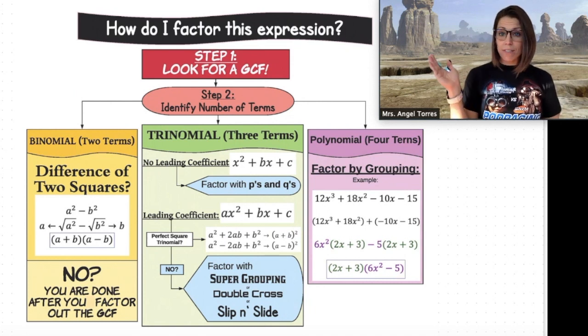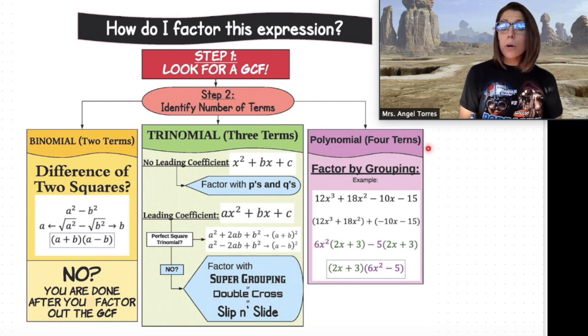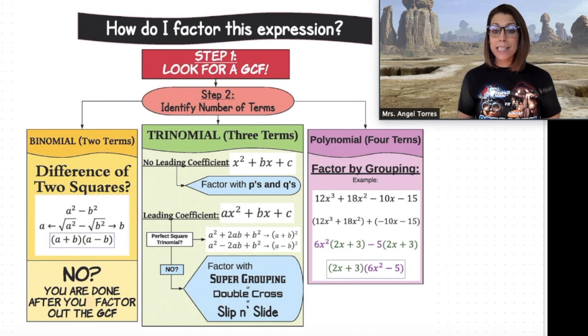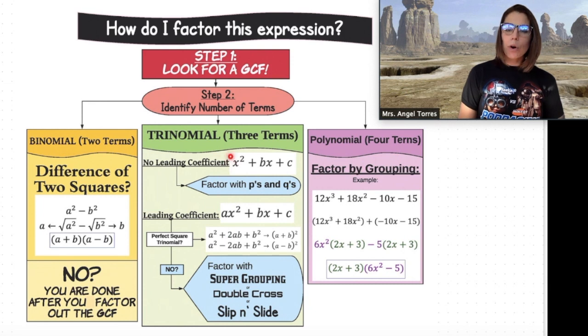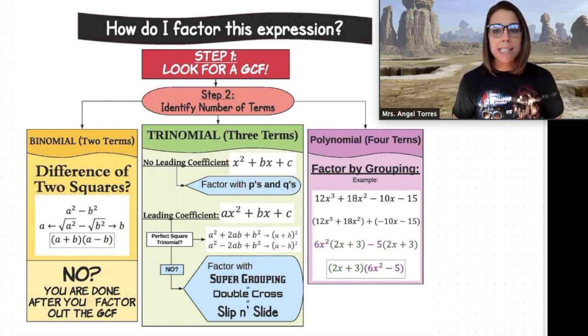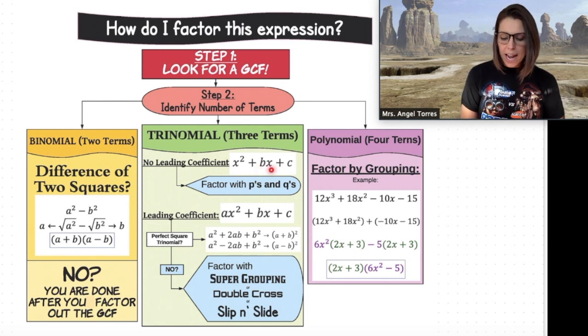On the other end of the spectrum here, if there's 4 terms, the only way we have to factor a 4-term polynomial is by grouping. Put in your groups, factor out your GCF, find your common. It's the trinomials, the 3-termed expressions, that are the most difficult to figure out. It all has to do with the leading coefficient. If there is no leading coefficient, there's no number out in front, that's pretty simple. You just have to use P's and Q's factoring: 2 numbers that add up to the middle term and multiply to the last term.